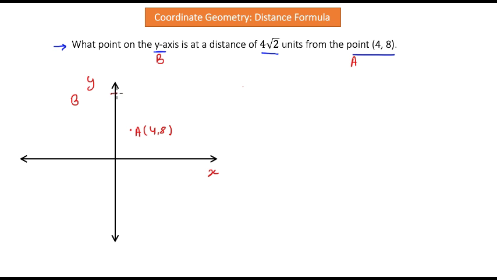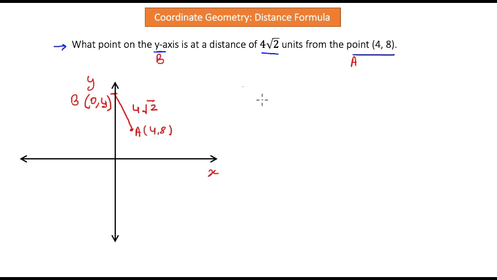If it is here, for example, since it is on the y-axis, the x coordinate is always 0 and it is the y value that we need to find. So the coordinates of point B are 0 and y, where y is unknown. But we have been given one more thing, that the distance between these 2 points A and B is 4 square root of 2 units.